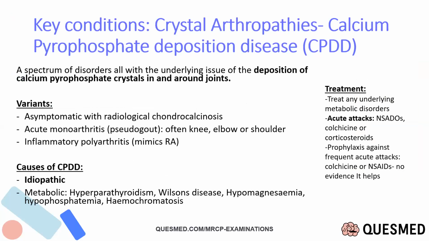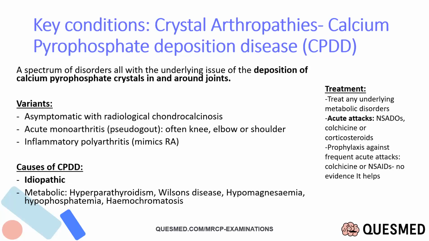And then finally, crystal arthropathies can also include something called CPDD, calcium pyrophosphate deposition disease. This can present exactly like gout, and tends to be in older patients and those with osteoarthritis and a lot of degenerative change. It's caused by calcium pyrophosphate crystals depositing around the joints and then causing a secondary inflammatory response. Some patients are asymptomatic. You may just incidentally see that they've got this layer of chondrocalcinosis around the joint. You typically see it in the knee.